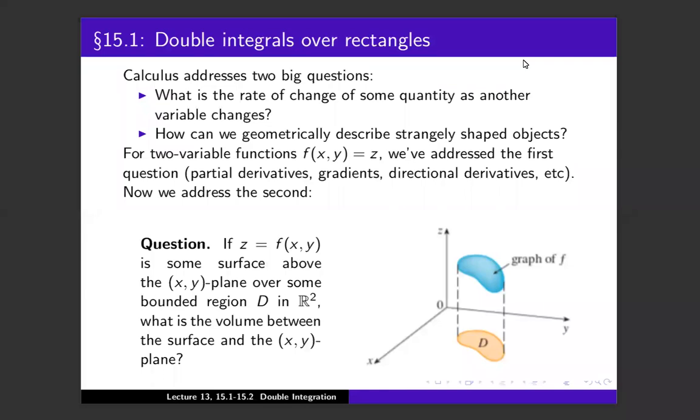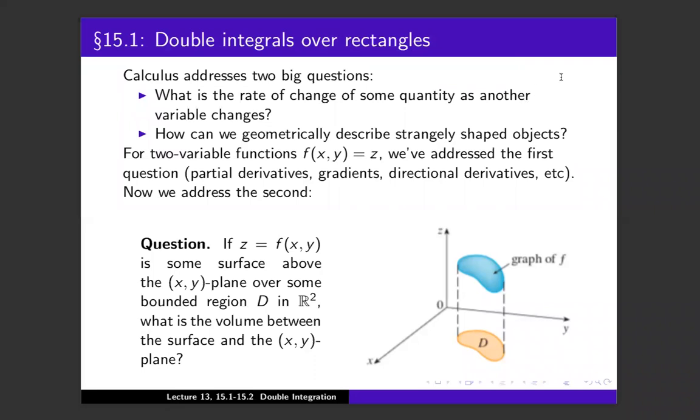If you have some surface that's over some region in the xy plane, we're going to call that region D, then what's the volume between that surface and the xy plane? How can we talk about that volume? How do we calculate that particular volume?